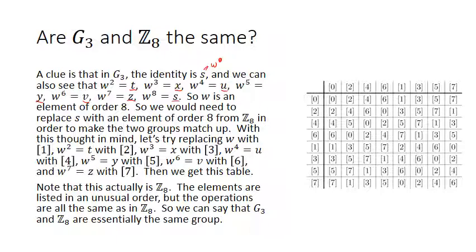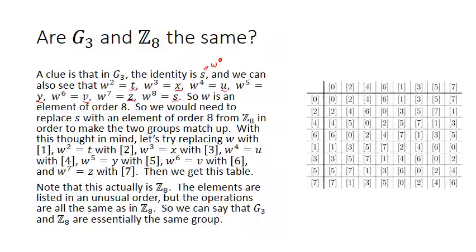Same as the identity. So what this tells us is that W is actually an element of order 8. Right, so you run through all the powers, and then when you get to 8, you're at the identity, so that's the whole cyclic subgroup generated by W. So W is an element of order 8. So if we're going to make a replacement of the elements from G3 with the elements from Z8, what we need to do is make sure that we replace W with an element of order 8 from Z8.